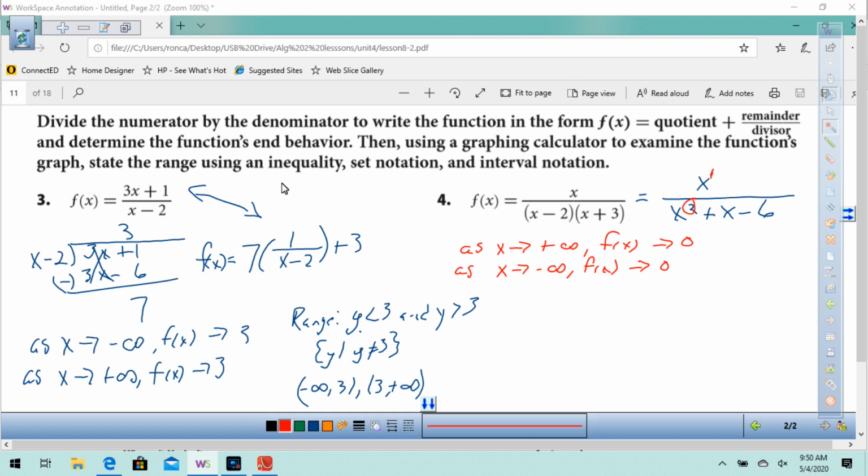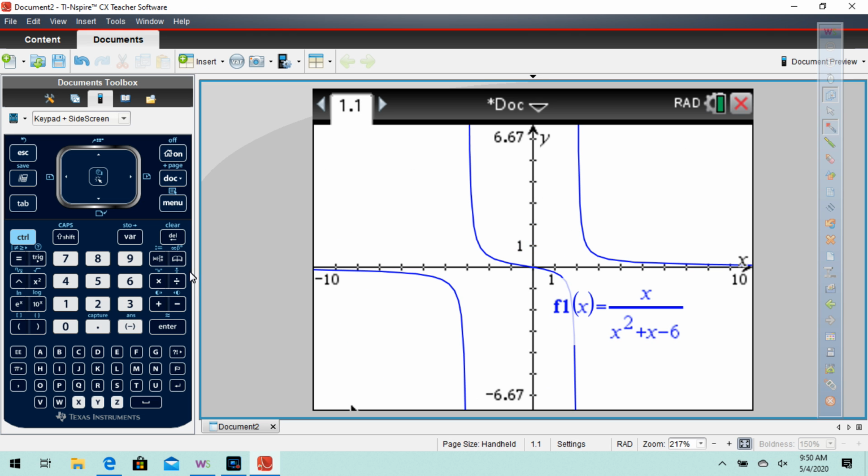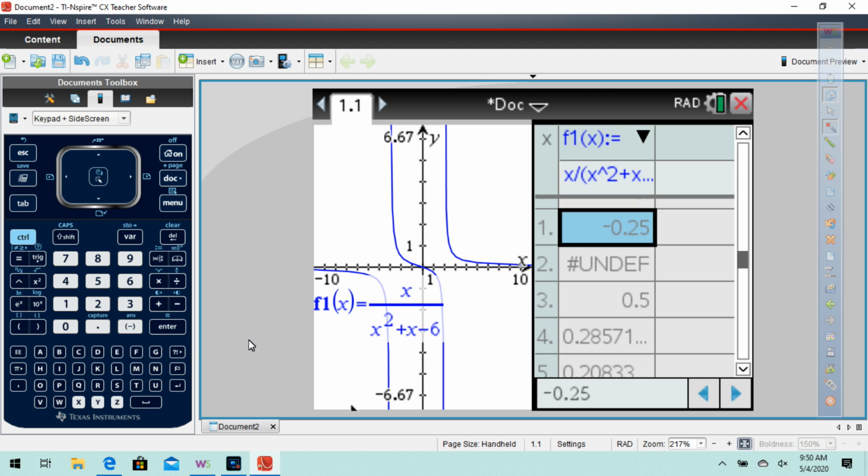But what about, we're talking about the range now. Range. Yeah. What range does it cover? Control T. What numbers does it miss? It misses the negative 3 and it misses the 2.